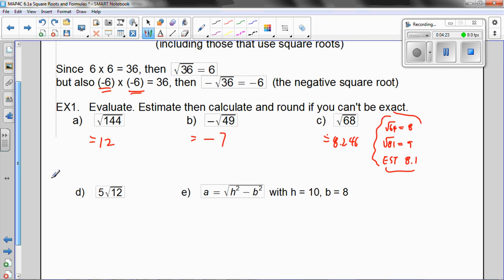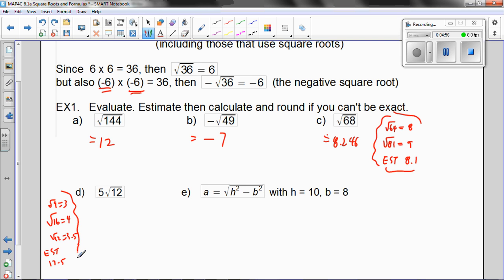This one, 5 root 12. Well, root 12, and again, we think of this in our head. You wouldn't necessarily write this down. Think of it in your head. The root of 9 is 3. The root of 16 is 4, and so the root of 12 is going to be in between here. So the root of 12 might be about 3.5. Well, what's 5 times 3.5? Well, 5 times 3 is 15, and then half of 5 is 2.5. So I might estimate this as about 17.5.